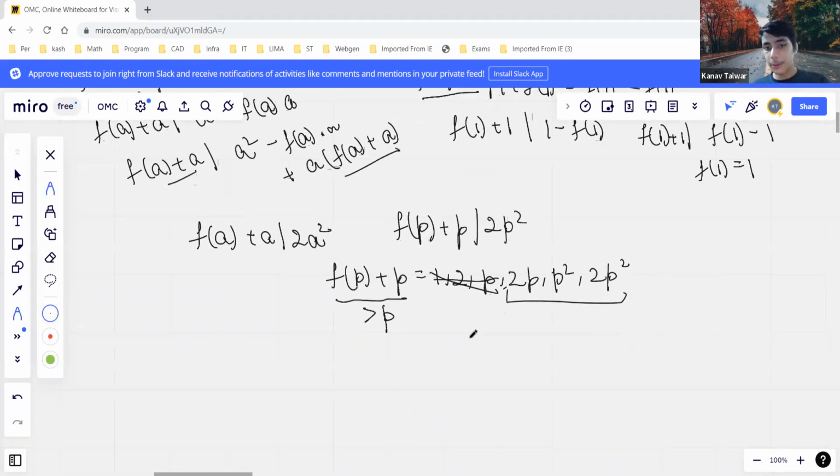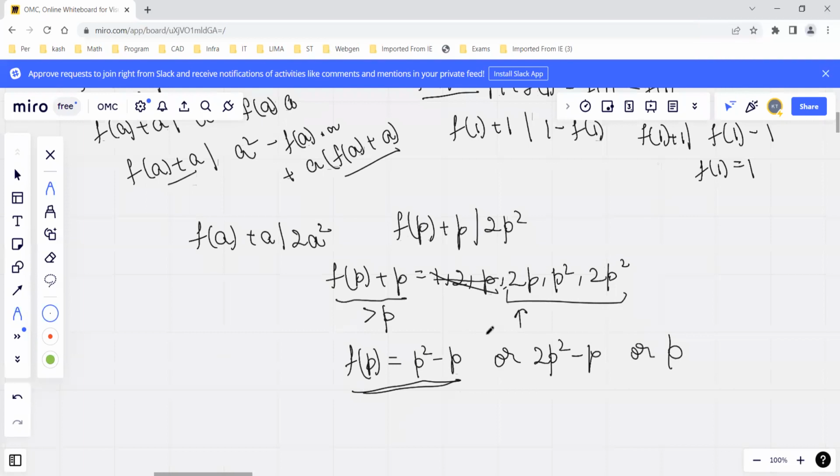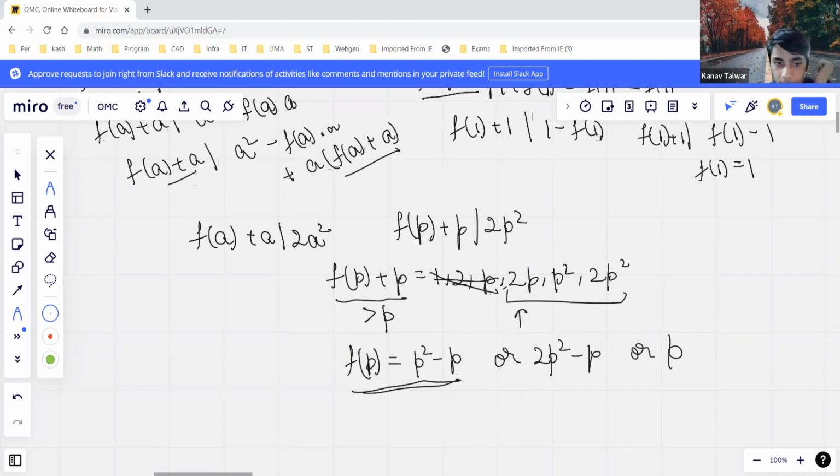And we want f of p plus p to be 2p, right? Just because we want to prove f of x is equal to x is the only solution. So in the other cases, we have that f of p is either p squared minus p, or 2p squared minus p. So what if f of p is p squared minus p? What do we do then? We put p back into the equation. Put a equal to p in our initial equation. Yes, we put a equal to p.